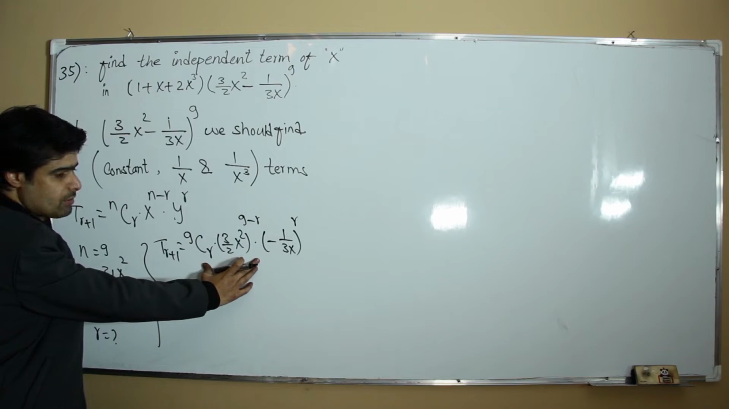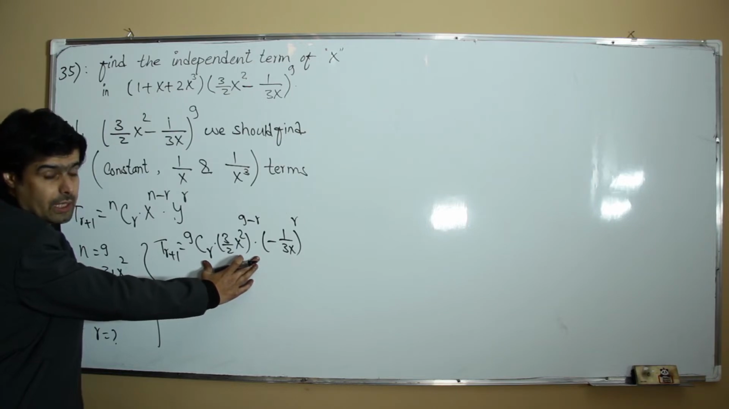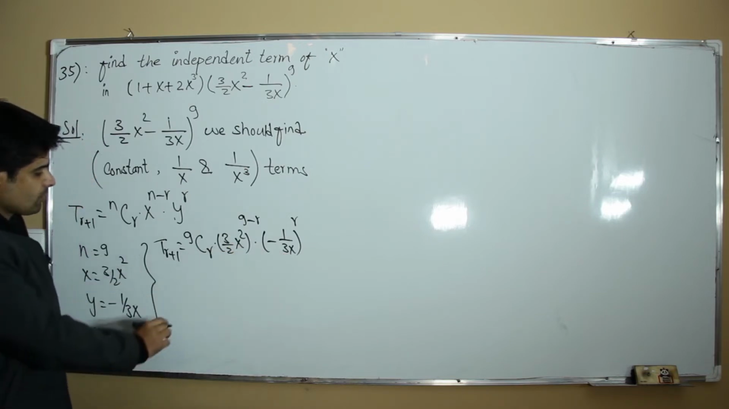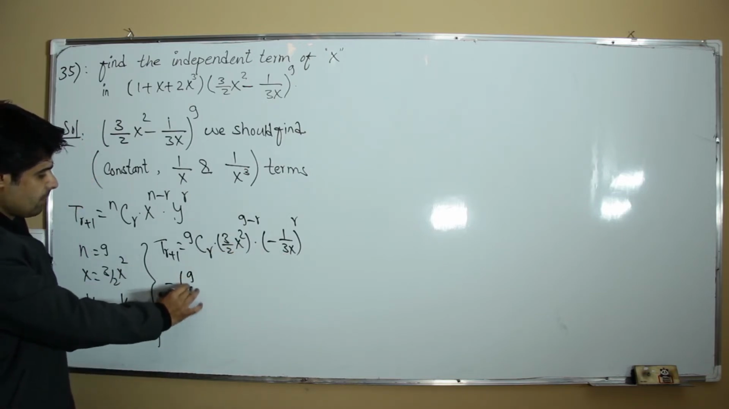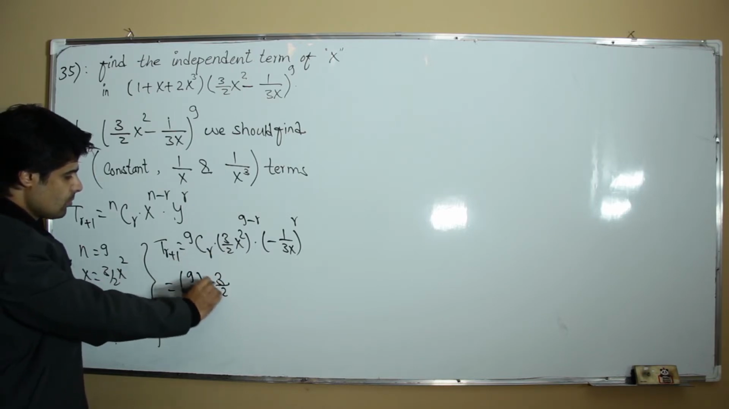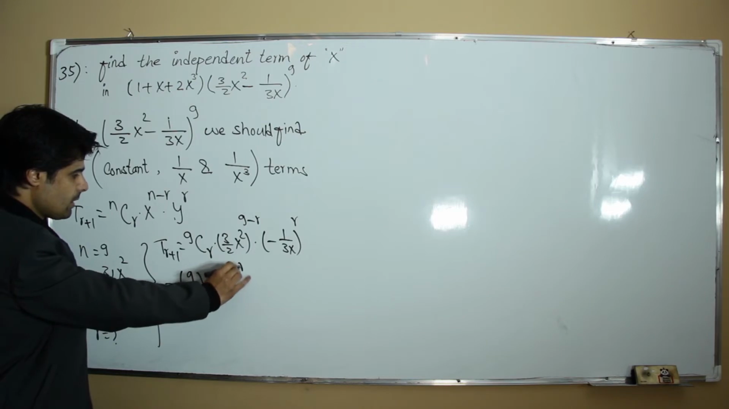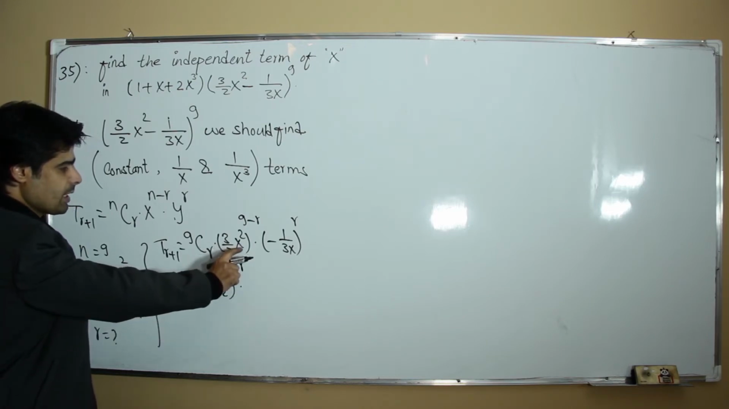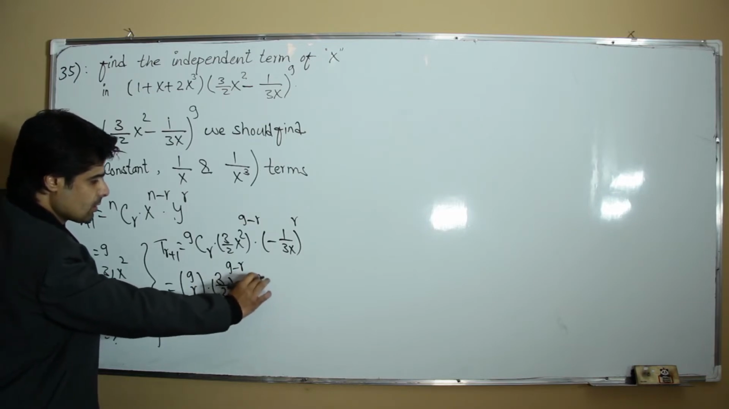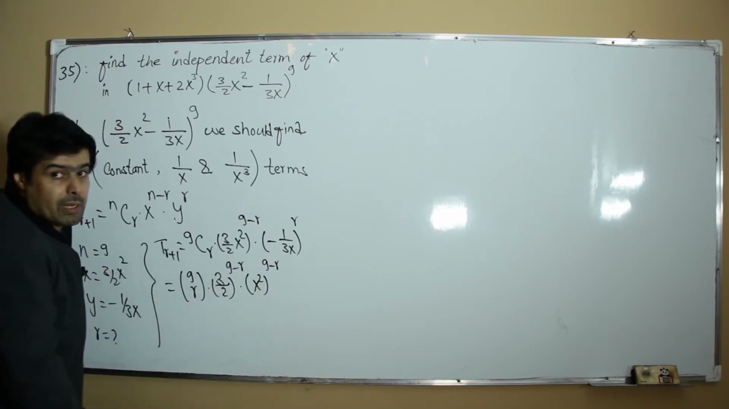What is the constant term? Constant term in this one is the term which doesn't have x. It means the power of the x should be 0. In here we have 1x and in here we have 1x. So we have to simplify. It is 9 c r. This one 3 by 2 raised to the power 9 minus r, and this x square raised to the power 9 minus r, x square raised to the power 9 minus r.